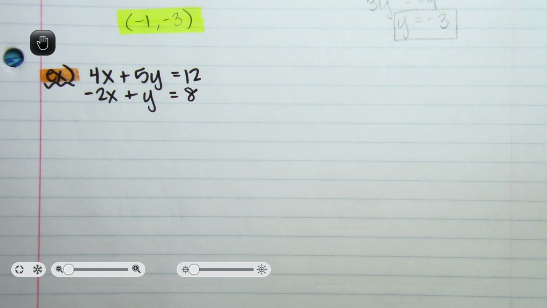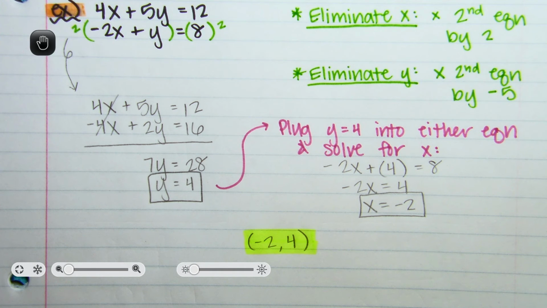Next example, I want you to go ahead and try this one on your own. So again, you get to choose whether you want to eliminate the x values or the y values. So look at what your numbers are and decide which one you prefer to eliminate. You will get the same answer regardless of which one you choose. So go ahead and pause this, and when you're ready to check your answer, push play. Go ahead and check your answer.